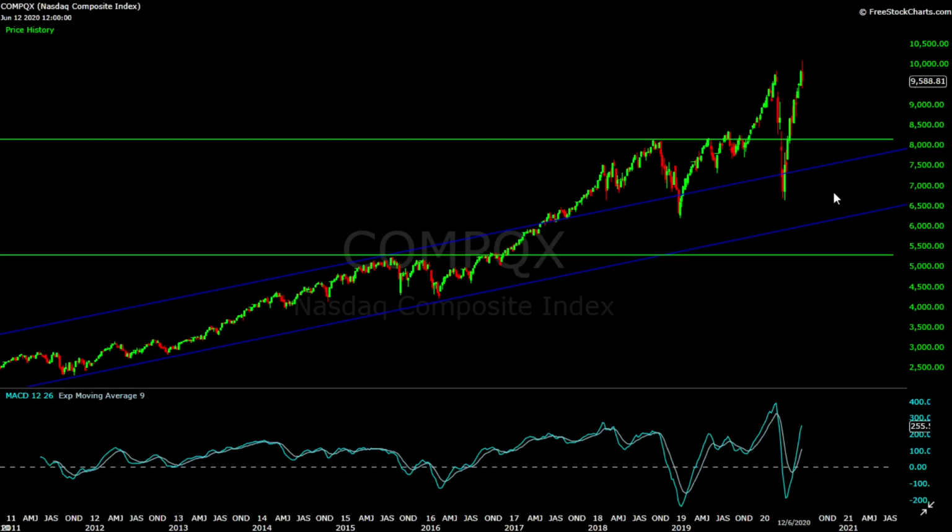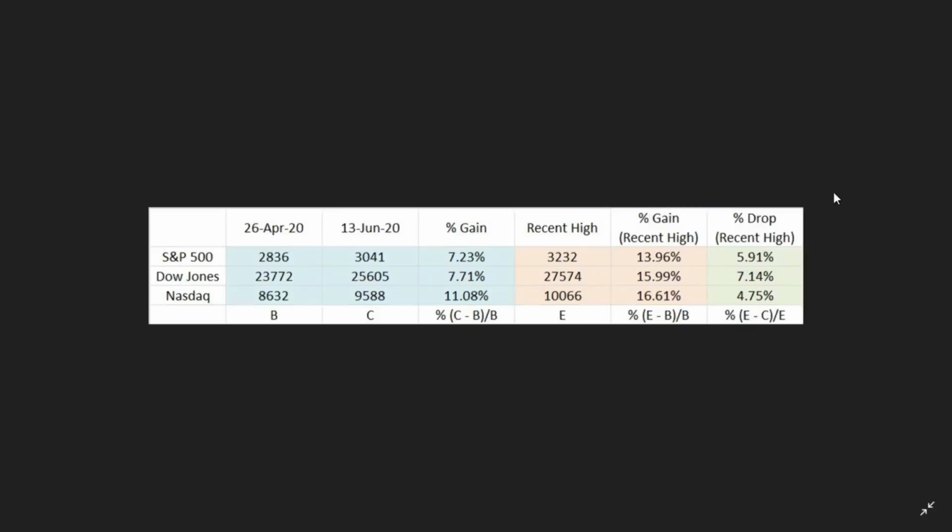Out of curiosity, let's compare the gain between the markets. Now, I took the closing prices from 26 April and I plotted this column here. And here we have the current price where the markets are sitting at, as well as the recent high that the markets achieved. The first comparison was between the price on 26 April and the current price. The Nasdaq gained the most at around 11%. And S&P and the Dow were from around 7% to about 8%.